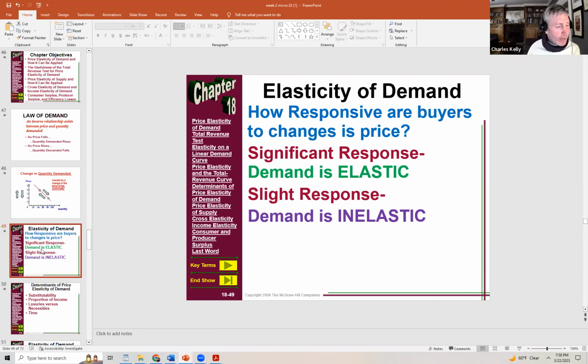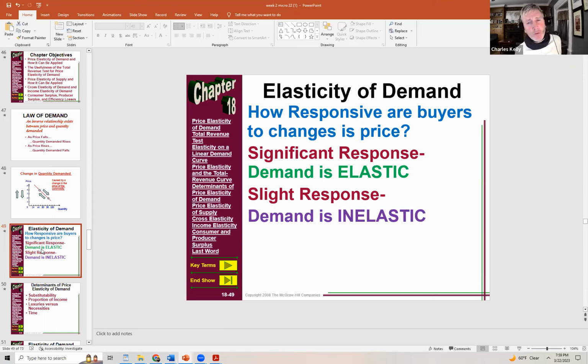to determine whether buyers are relatively responsive or not responsive all that much. So is there a huge response or a rather muted response when price changes? When buyers are responsive, economists call this demand is elastic. When buyers are not all that responsive, demand is inelastic, all right? So these two terms, elastic and inelastic, simply mean buyers are quite responsive to a change in price, or they're not all that responsive to a change in price, right?